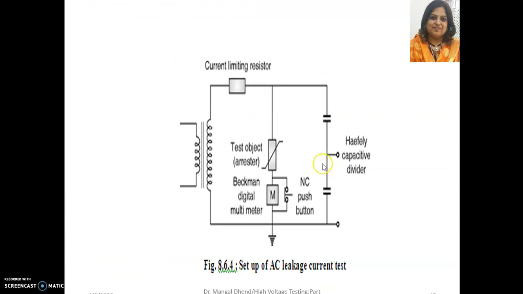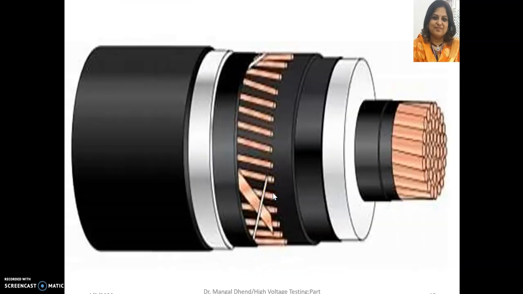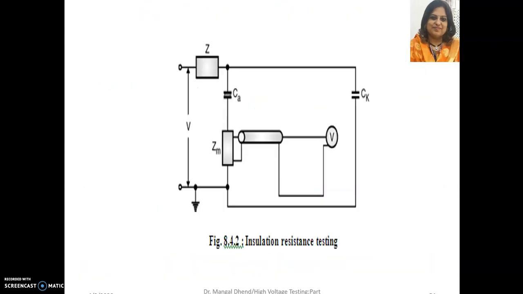This is the circuit for measuring the AC leakage current test. You can connect the test object here. You can generate a very high voltage supply, limit the current through it, pass it through and measure this current, because when you are measuring resistance, you have to measure voltage and current. You can use a voltage divider to measure the voltage, because the voltage will be very high. So measure voltage and current and then find out the resistance. Now cable testing we'll see in the next part.